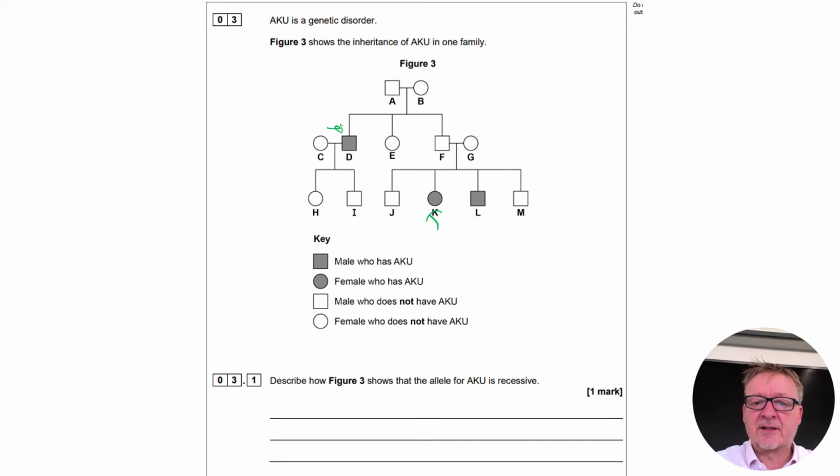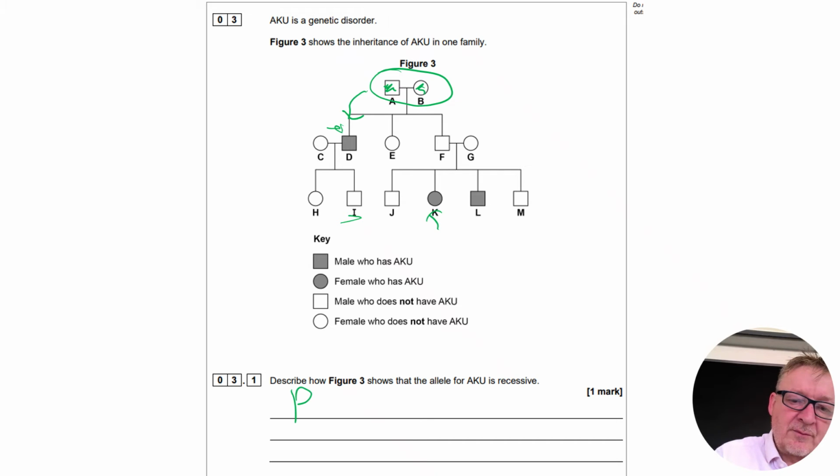That's a female that has AKU. A male that doesn't have it. A female that doesn't have it. Describe how figure 3 shows that the allele for AKU is recessive. If we look at A and B, mum and dad, they have produced a child that has AKU. Now if AKU is dominant, both A and B would also have it.